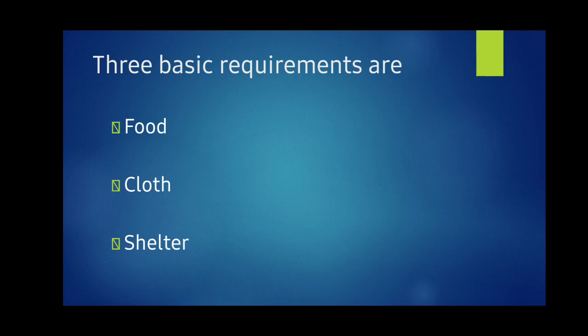In the previous two lessons, we have seen about food. How is food prepared in plants? How is food digested in humans? We have seen all these things about food. And in this lesson, we are going to see about cloth. What is cloth made of? How is it made? And how many types are there? These are the things we are going to see in detail in this lesson.